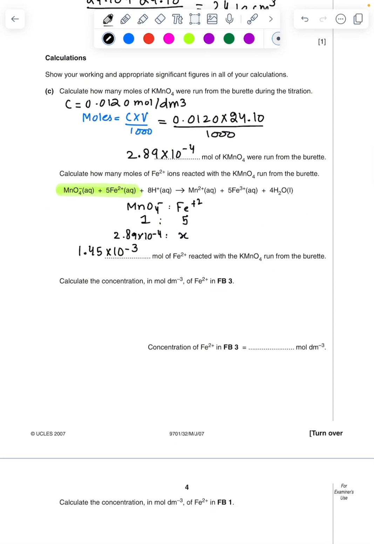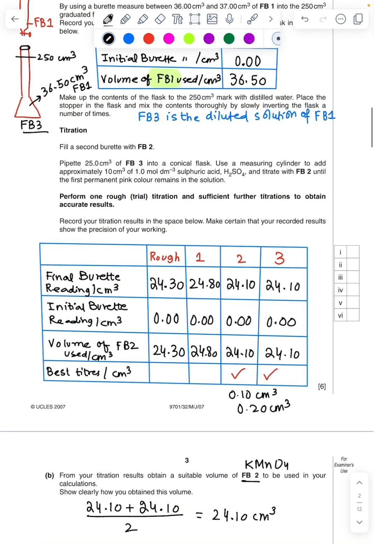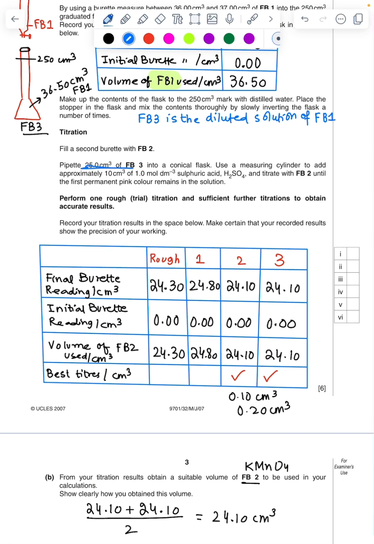Then we are told to find the concentration in mol per dm³ of Fe²⁺ in FB3. So you need to understand that we are going to use the same moles, because we know moles is equal to concentration into volume over 1000, right? So I can simply do it out like this, that moles are going to stay the same, 1.45 × 10⁻³. The concentration needs to be calculated, and the volume of FB3 that we have actually used is 25, right?